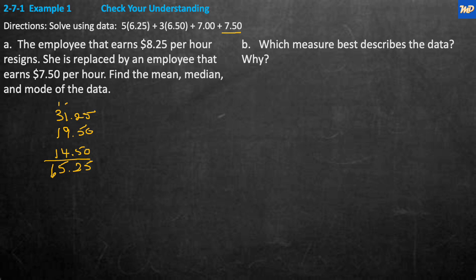The new wage now, so they want us to find the mean, median, and mode. The mean is 65.25. We're going to divide that by 10. So 65.25 divided by 10 is equal to 6.53. And I can put dollars on here if you want. So that's the mean.